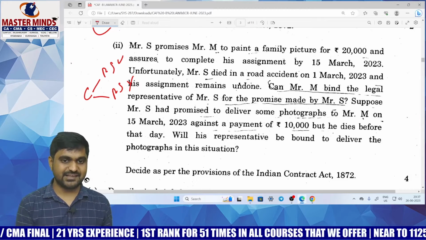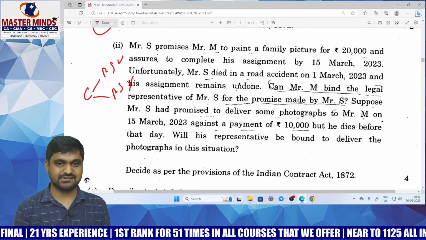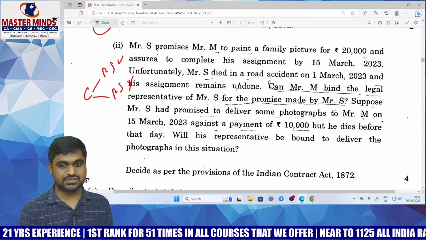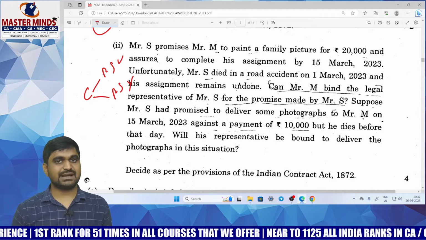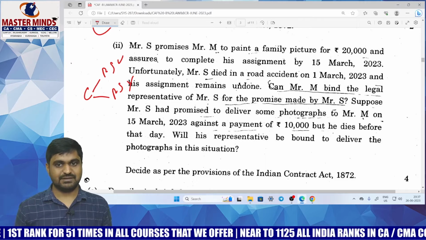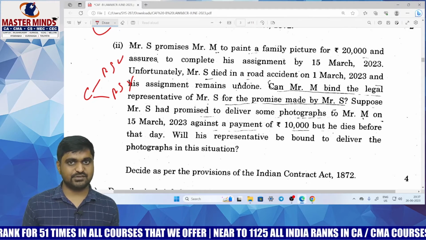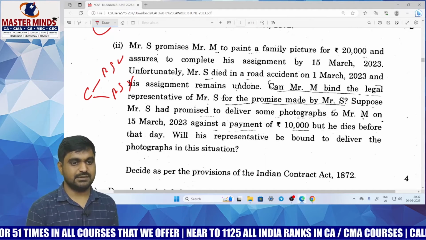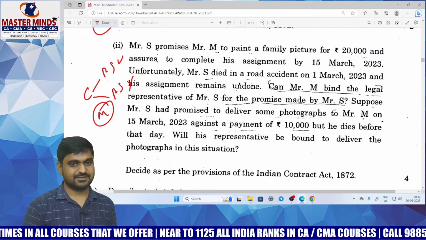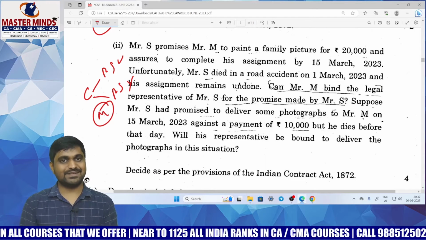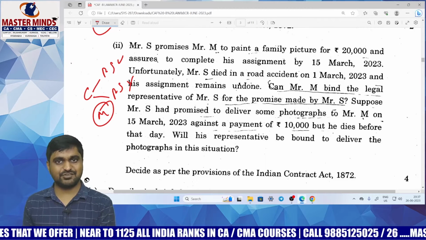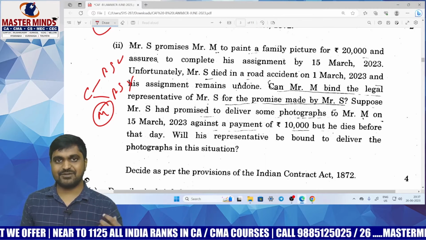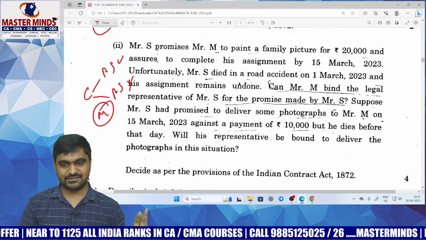Based on this aspect only, he provided 2 situations and 2 questions. For the first question, compelling legal heirs is not possible. For the second question, compelling legal heirs is possible. It is also a very easy question based on a very easy concept, but I'm giving the moderate tag because it looks lengthy, so it is somewhat time consuming. That is the reason why I'm giving the moderate tag. Other than that, there is no issue here.